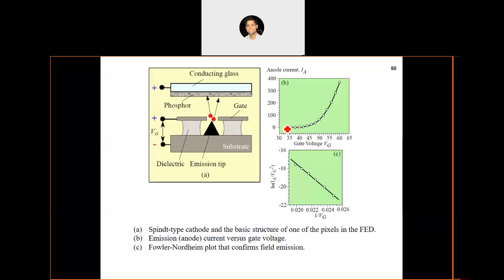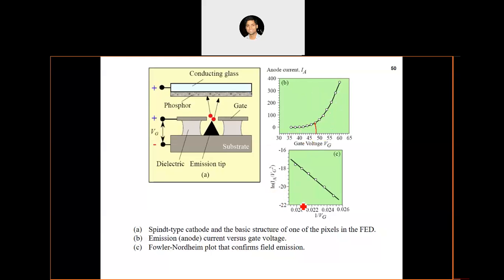As we increase the gate voltage, this is the current density which we will get, right? As you can see, initially the anode current is not increasing very rapidly, because once the gate voltage reaches a threshold value, only then does the emission start. So we can say that from here there is almost an exponential increase in the anode current, because the emission will start only after reaching a threshold value.